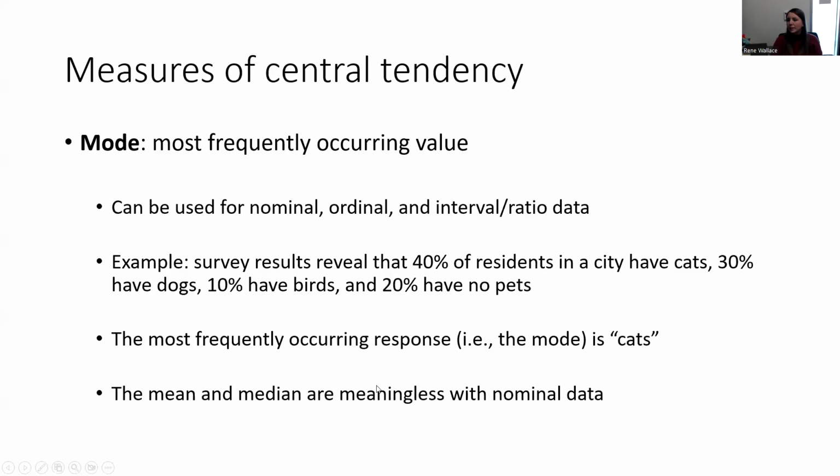The mean and median are meaningless with nominal data, right? We can't, what do we do with that? That's just nominal, right? We ask people to tell us if you were a cat owner or a dog owner, but we can't group that, right? Cat owners aren't better than dog owners. Dog owners aren't better than cat owners. So we can't get mean and median, but we can get mode.